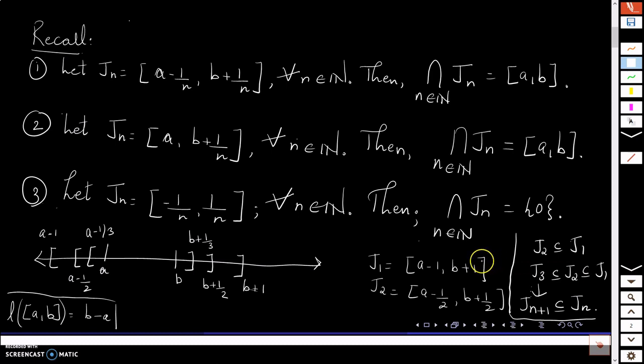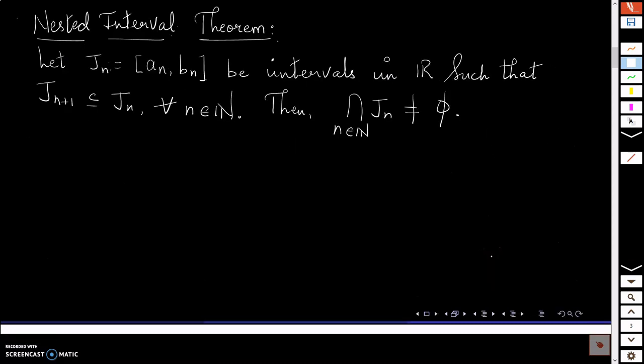Fine. So the nested interval theorem is based on the idea which we saw in these three examples. The nested interval theorem says: let Jn be the collection of closed intervals [an, bn]. So J1 will be the closed interval [a1, b1], J2 will be the closed interval [a2, b2], J3 will be the closed interval [a3, b3], and so on.